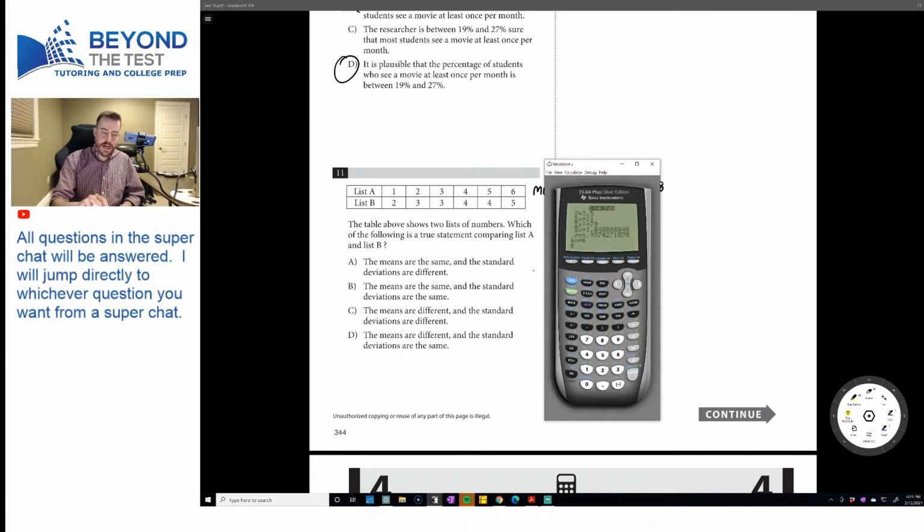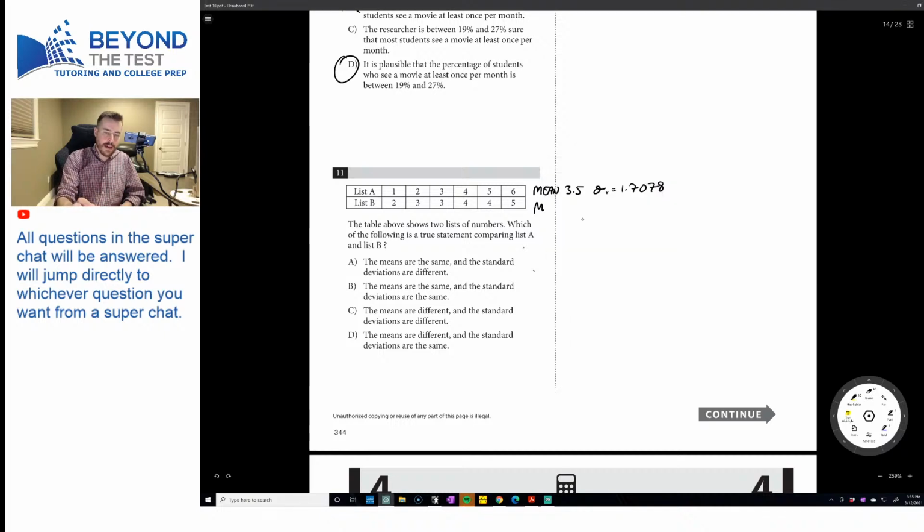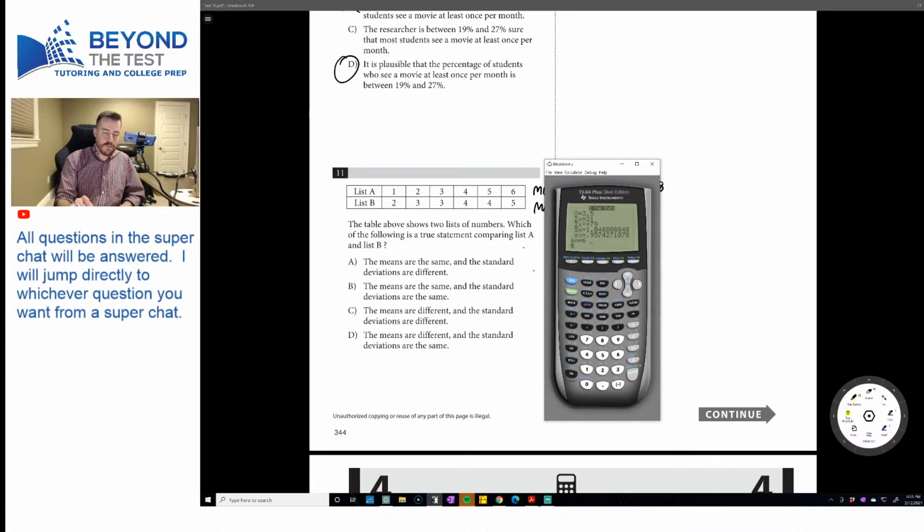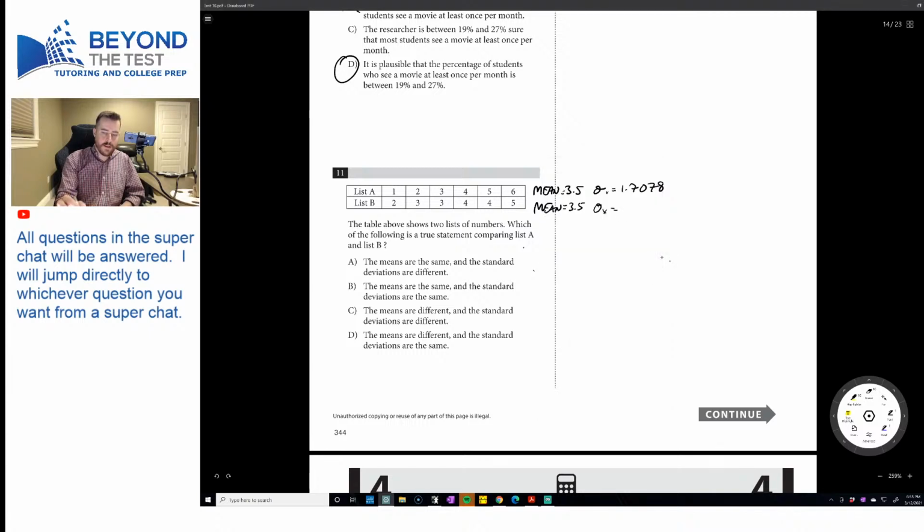Okay, at the very top, you can see your mean, your x bar, is 3.5. So they have the same mean. Both of them are 3.5 here. But the standard deviation for the second one came out to be 0.957. So that is not the same. So they're going to have the same mean, but they'll have different standard deviations. So we can just use choice A here for that.